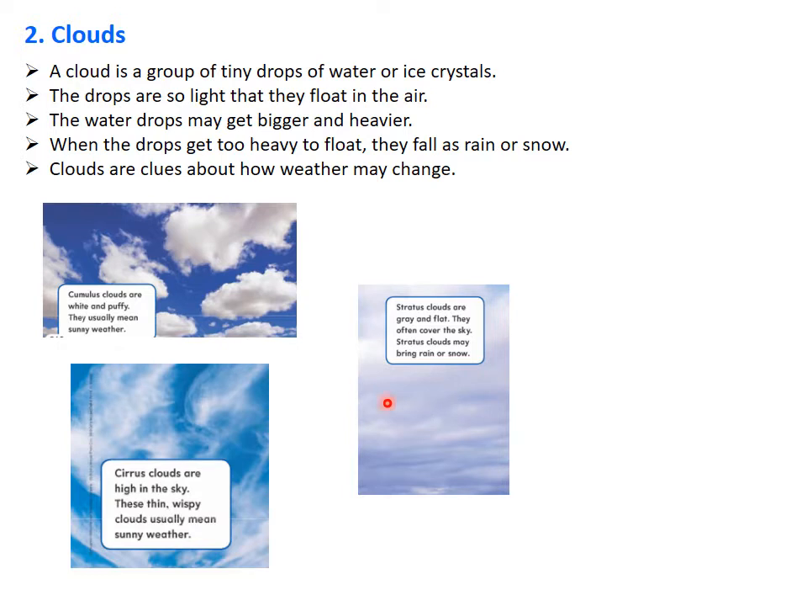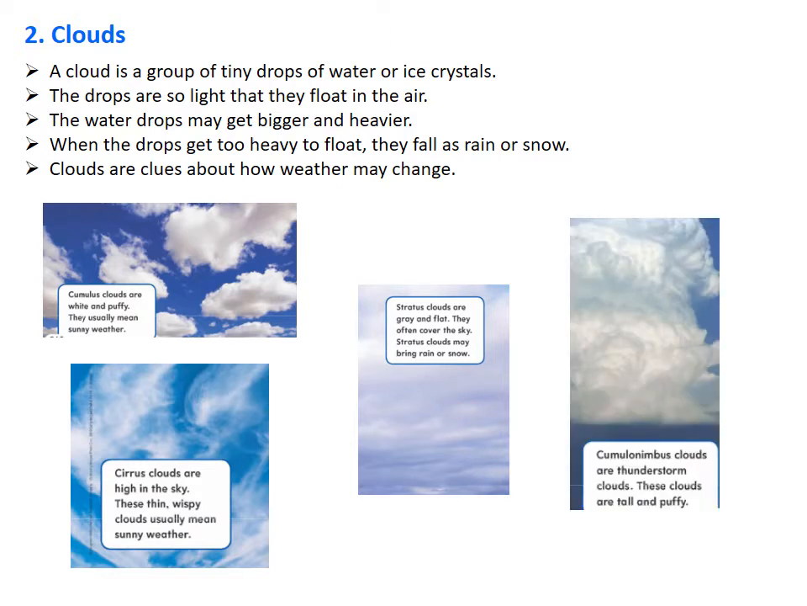Third type are the stratus clouds. Stratus clouds are gray and flat. They often cover the sky. Stratus clouds may bring rain or snow. Last type are the cumulonimbus clouds. These clouds are thunderstorm clouds. They are tall and puffy.